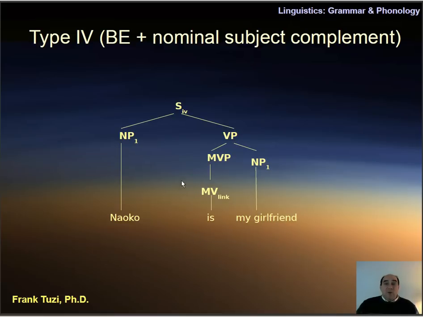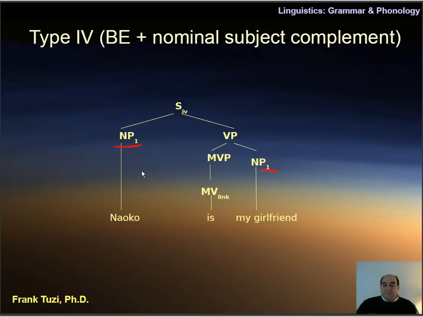Let's review type 4 sentence structures. Okay? It's a noun, it's a be verb, and then another noun. And again, both of these nouns refer to the same thing. Okay? If I say Tom is a doctor, same type of thing.